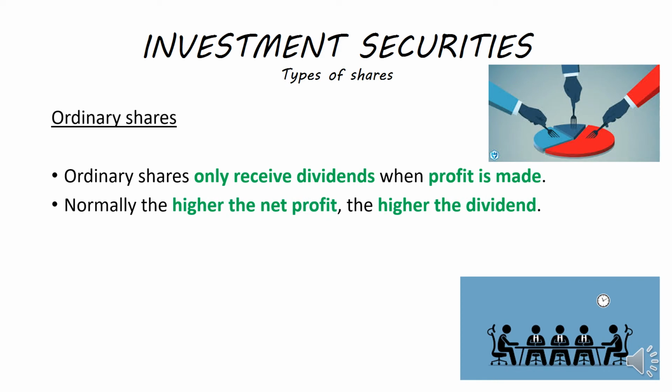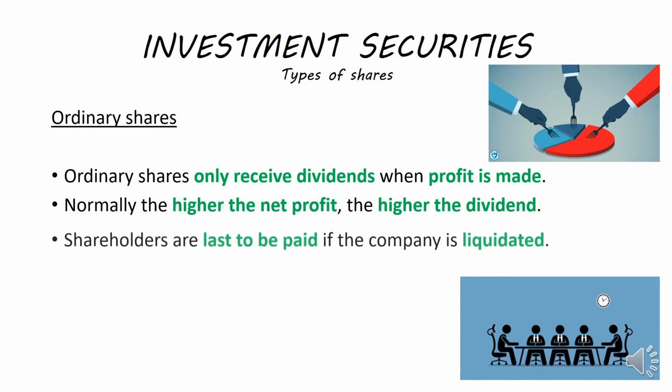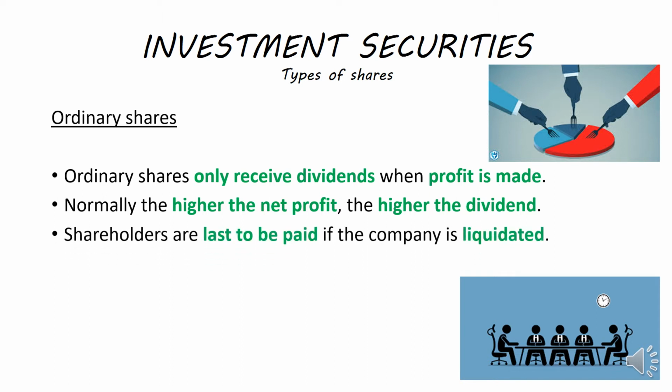Normally the way it works is that the higher the net profit, the higher the dividend. In other words, the more profit the company is making, the higher the dividend that they will be willing to pay out. We have mentioned before also, your ordinary shareholders are the last people to be paid should the company be liquidated.